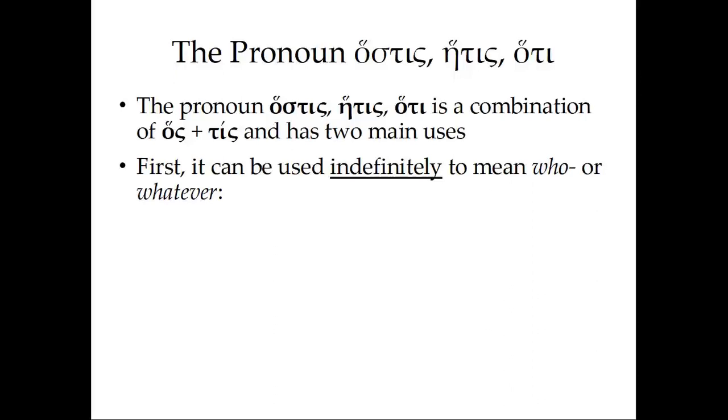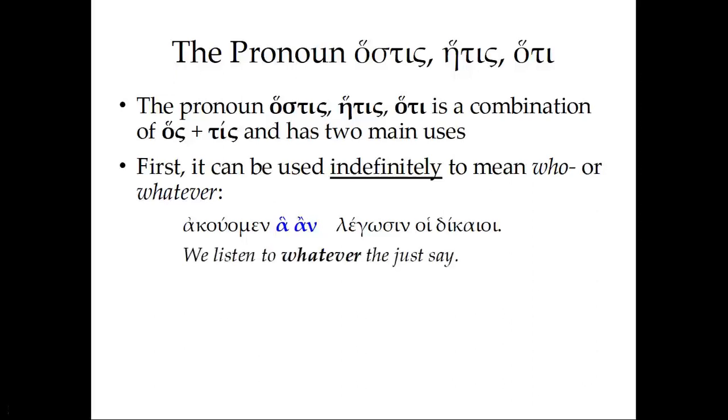who or whatever. And we've seen another way of saying this, who or whatever: we've seen indefinite clauses with the relative pronoun plus an plus subjunctive, and that's what we're going to see here. Just a refresher, akouomen ha an legosin hoi dikaioi. This we would translate as something like, we listen to whatever the just say.